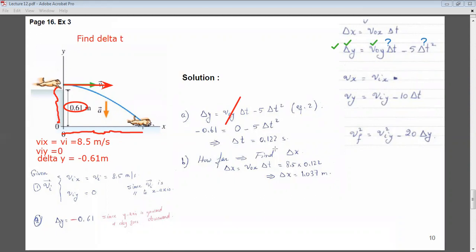Part B, how far will the dog go before splashing down? How far means delta x. It's written here, so find delta x. Now I go to the equation of delta x. Delta x equals V initial x, and I know how much V initial x is, times delta t, and I know how much delta t is. So I use it and I calculate delta x.